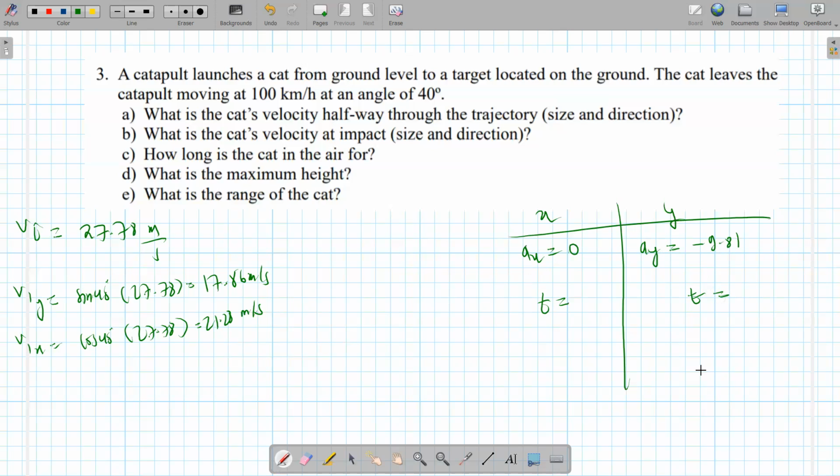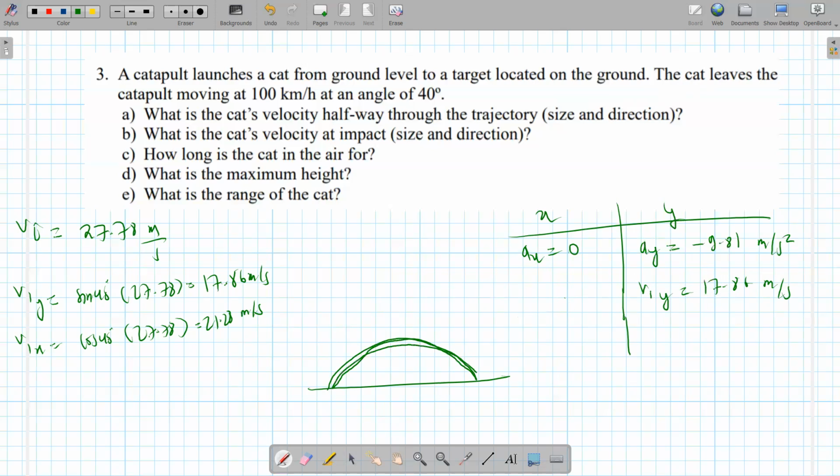Okay, so now let's see if we can use some of the formulas. We have AY, and we have V1Y, which is 17.86. We just need one more thing and we can solve this problem. Now notice, if the cat is being shot like from here to here, isn't it just V2 equals 0?